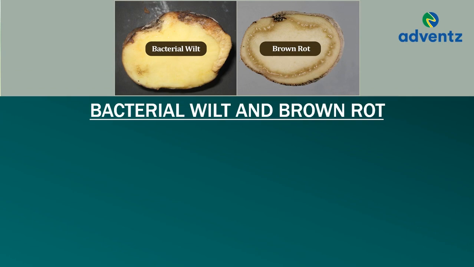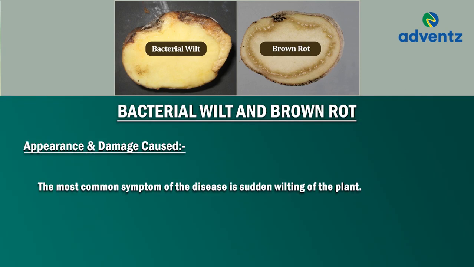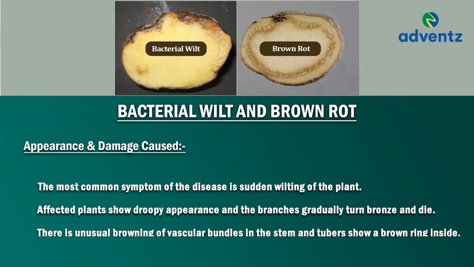What is the appearance of bacterial wilt and brown rot and what is the damage caused by them? The most common symptom of this disease is sudden wilting of the plant. Infected plants show a droopy appearance and branches gradually turn bronze and die. There is unusual browning of vascular bundles in the stems and tubers show a big brown ring inside, as we can see in the image on the screen. Eyes of the tubers are also blackened.